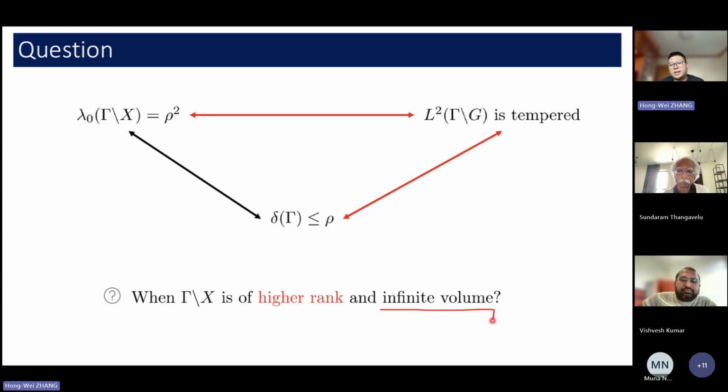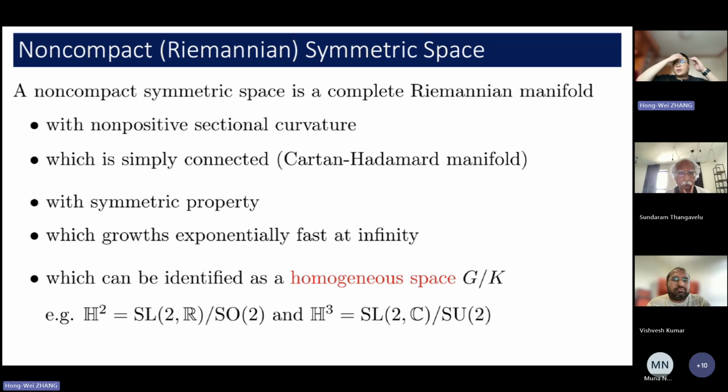The setting is higher rank, but with infinite volume, because, as the audience asked, if we consider a lattice, if gamma is a lattice, say gamma x, this hyperbolic manifold is of finite volume, and then the delta, the critical exponent, is automatically 2 rho. And we know what happens. So we want to know what happens for the infinite volume manifold, infinite volume locally symmetric space.